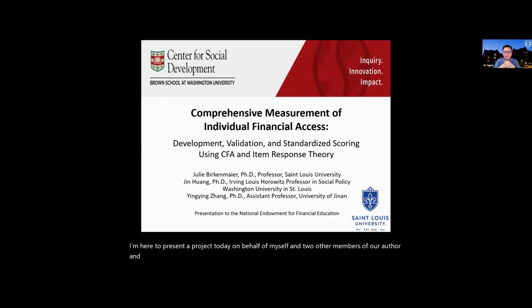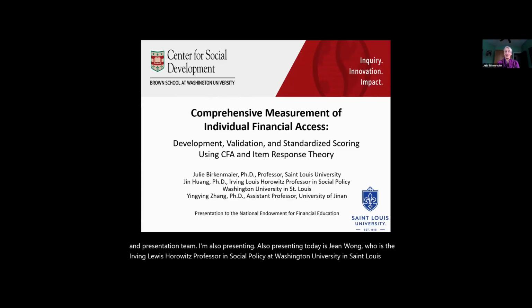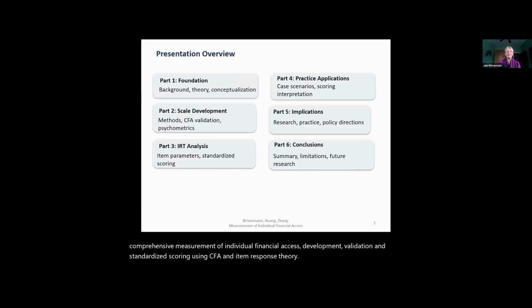I'm also presenting today with Jin Huang, who is the Irving Lewis Horowitz Professor in Social Policy at Washington University in St. Louis, and Yingying Zhang, who was a Ph.D. student on the project and now is an assistant professor at University of Jinan in China. Our presentation today is Comprehensive Measurement of Individual Financial Access: Development, Validation, and Standardized Scoring Using Item Response Theory. So we'll get started.